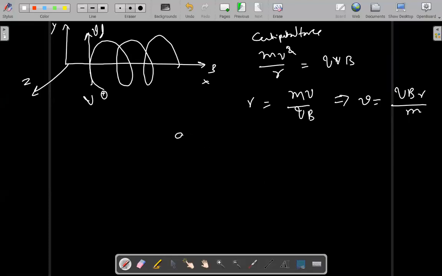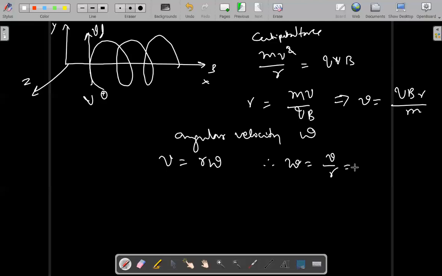So the angular velocity is omega. So v is equal to r omega. Therefore, omega is equal to v by r. So qBr by m, times 1 by r. So r gets cancelled. So angular velocity is equal to qB by m.